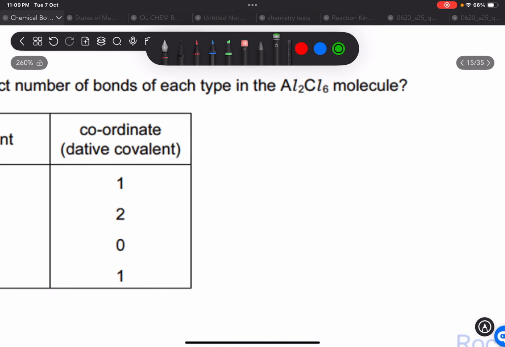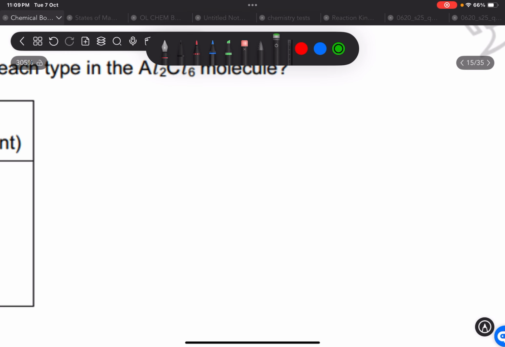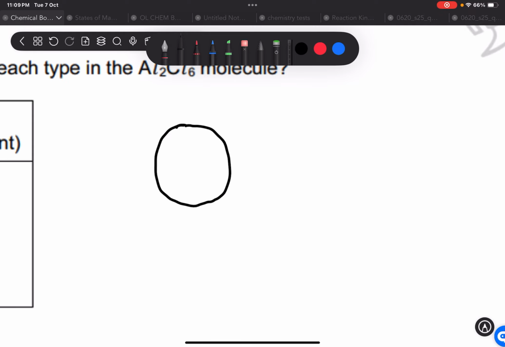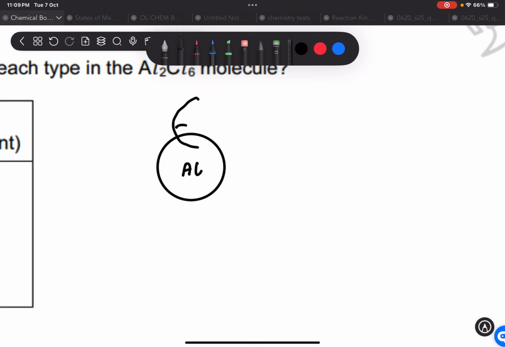Okay, let's draw the molecule to understand what's happening in Al2Cl6. Okay, this might be a little trickier or a little difficult, but we love challenges. No, we actually don't love challenges. We're forced, I guess. Okay.